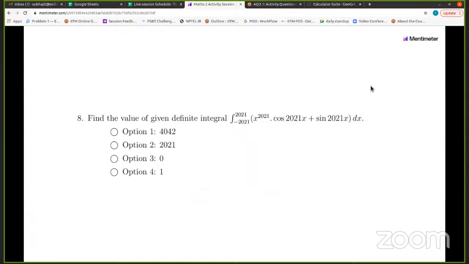Can someone explain to me this question, how to solve it? Yes, Sushmita, tell me. Sir, if we put x equals to minus x in f of x, we get f of minus x equals to minus f of x. That is, it is an odd function. For an odd function, integration value will be 0. Not always 0. When I am taking integration from minus a to a, in that case it is 0, correct. So it's an odd function. You can check it as cos of minus x is cos x, and sine of minus x is minus sine x.